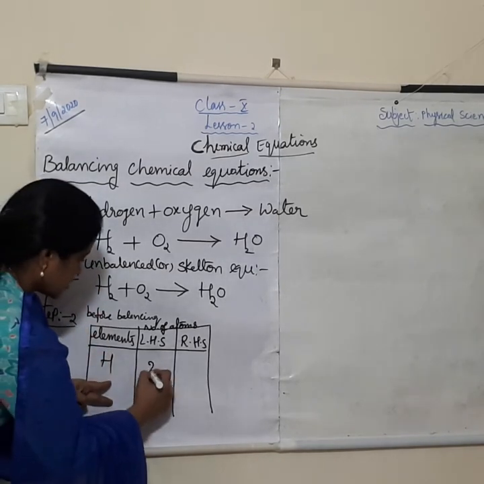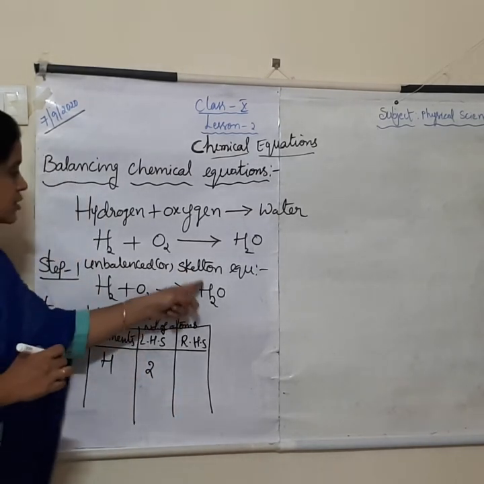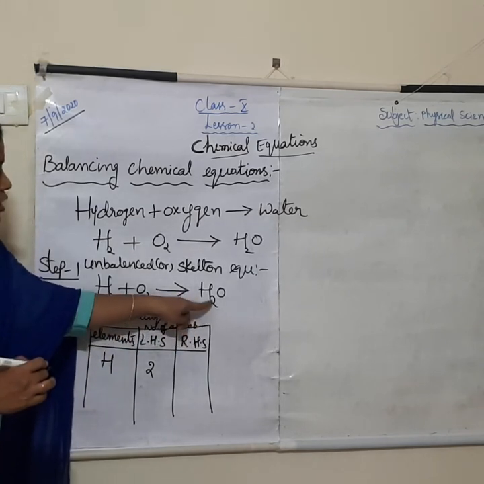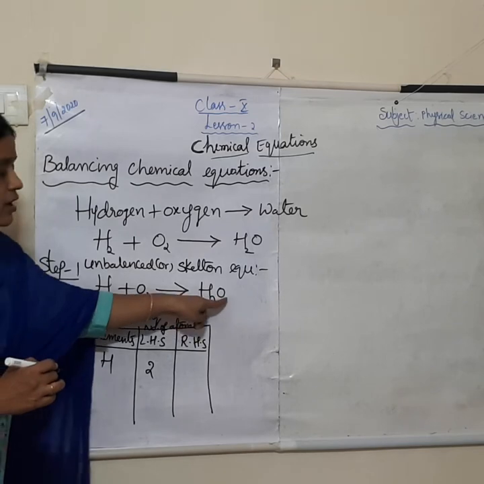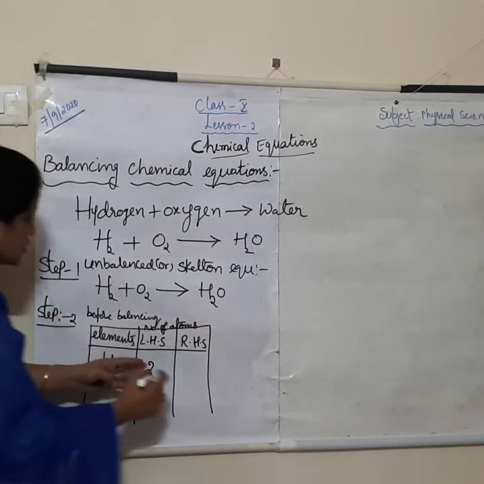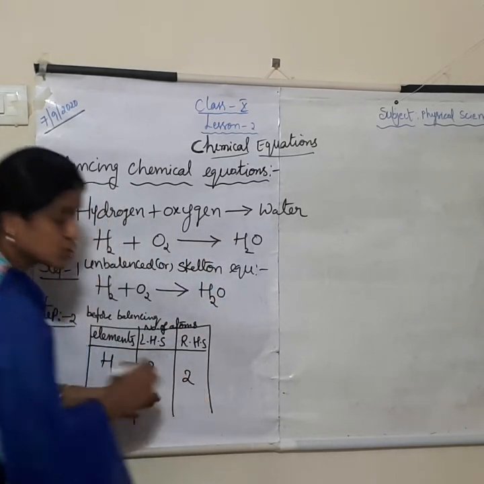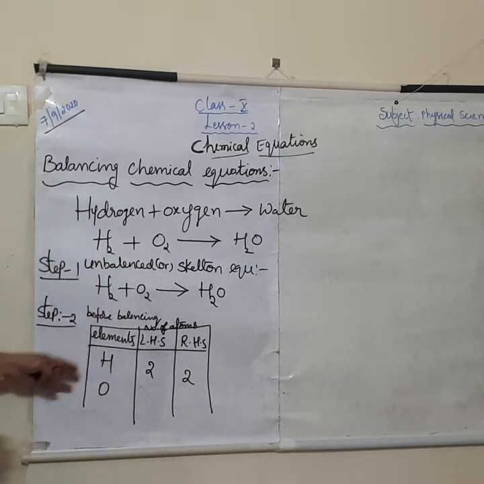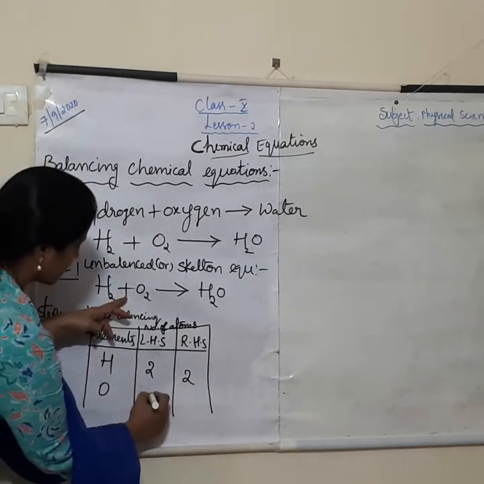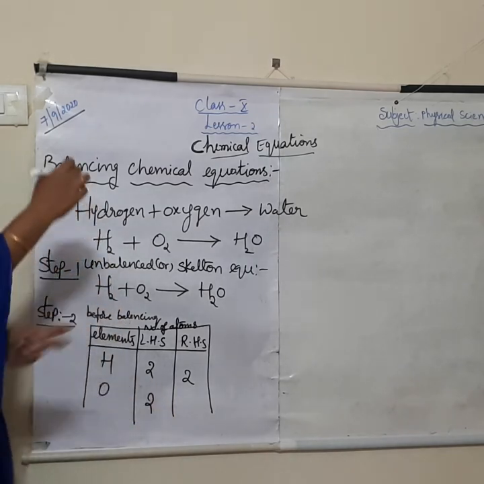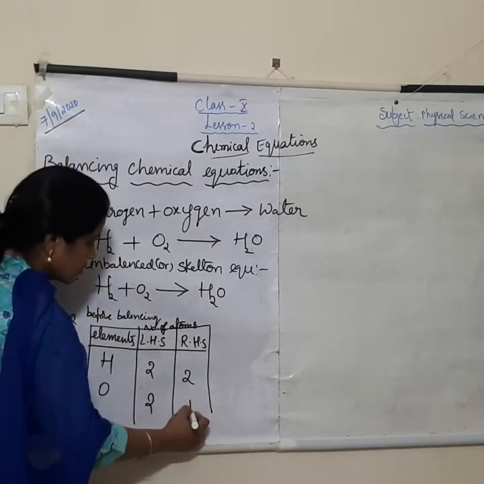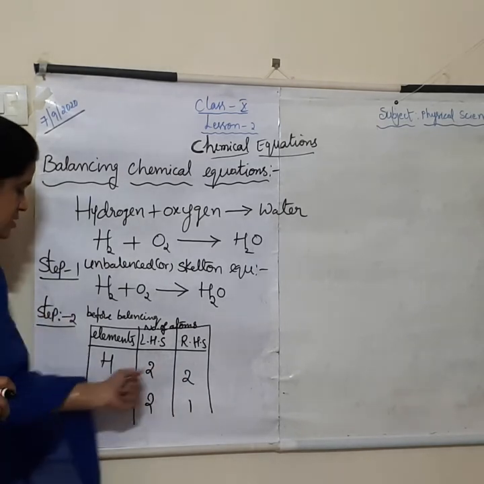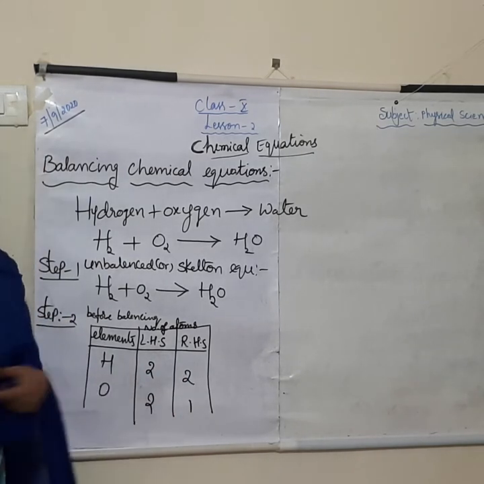So here LHS 2 are there. Now coming to the right hand side, here also H2 is there. So 2 belongs only to hydrogen. It does not belong to oxygen. So your right hand side also 2. Next, take oxygen. How many are there? 2 are there. But on the right hand side, how many are there? Only 1. So here you must balance. Hydrogen is balanced. You must balance the oxygen.